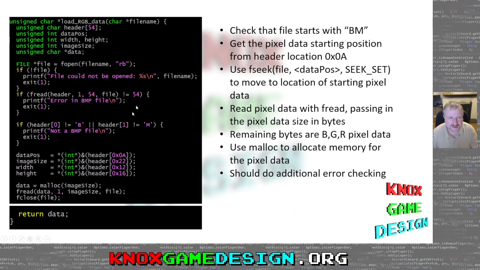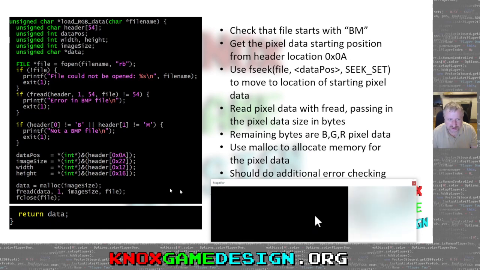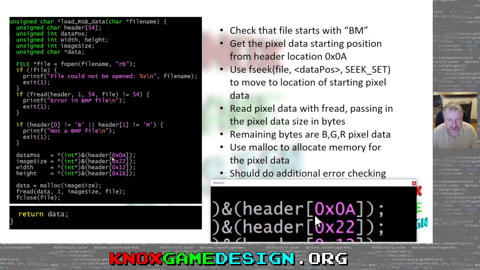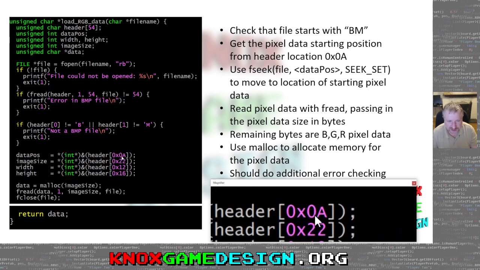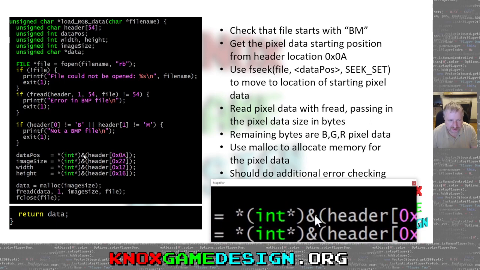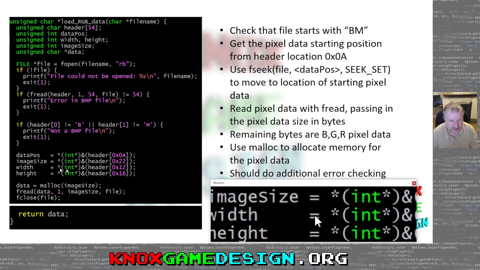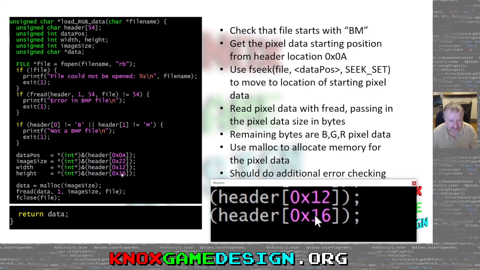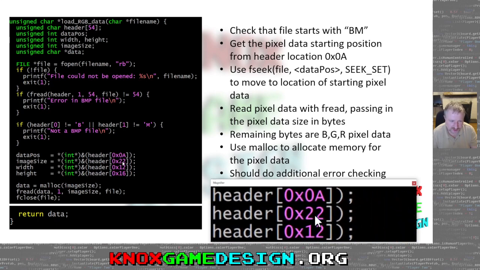So this is some example code right here for actually reading in the pixel data from a BMP file. One thing you got to watch out for is where your pixel data actually starts, and that's defined in the header of the BMP file. And actually, the data position is at hexadecimal location 0A. So you can use this command right here to get the location where the pixel data starts. And also, if you want to get the width and height, that's at hexadecimal locations 12 and 16. And also, the image size is defined at hexadecimal location 22.